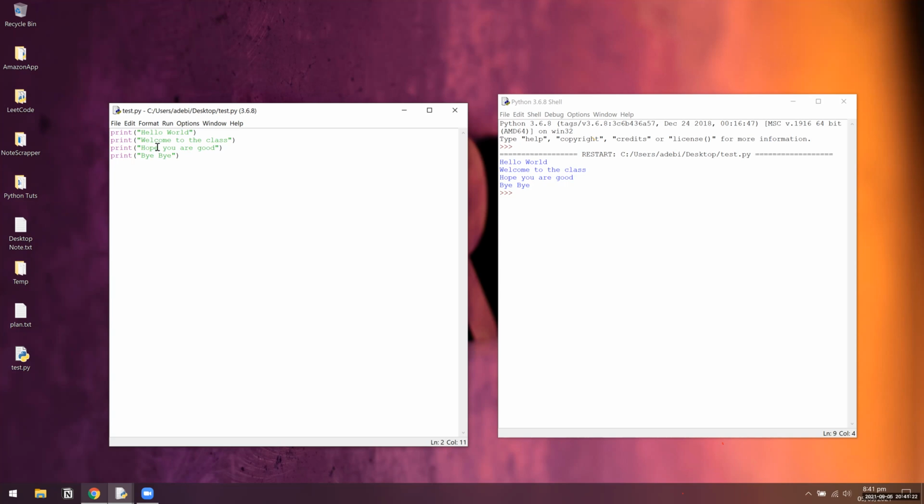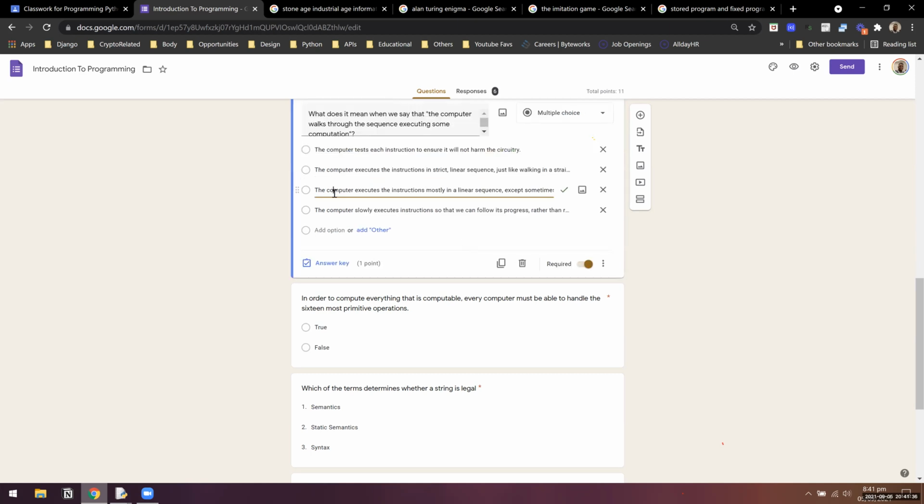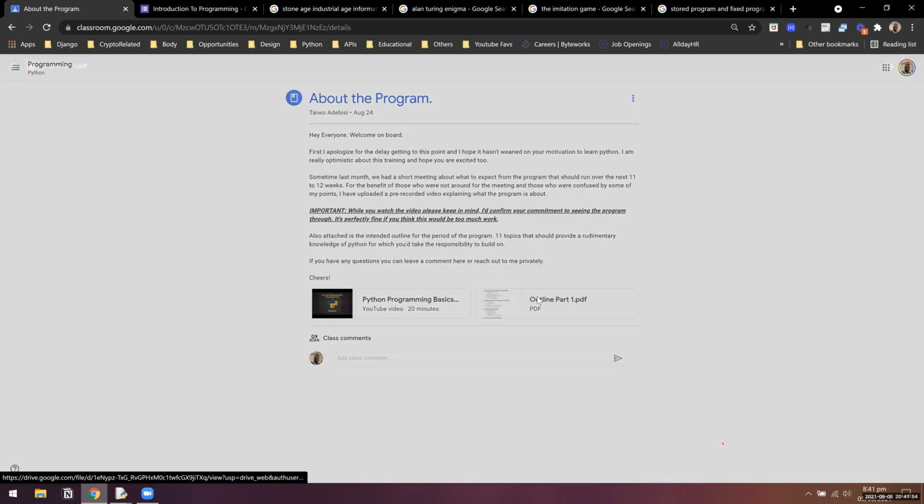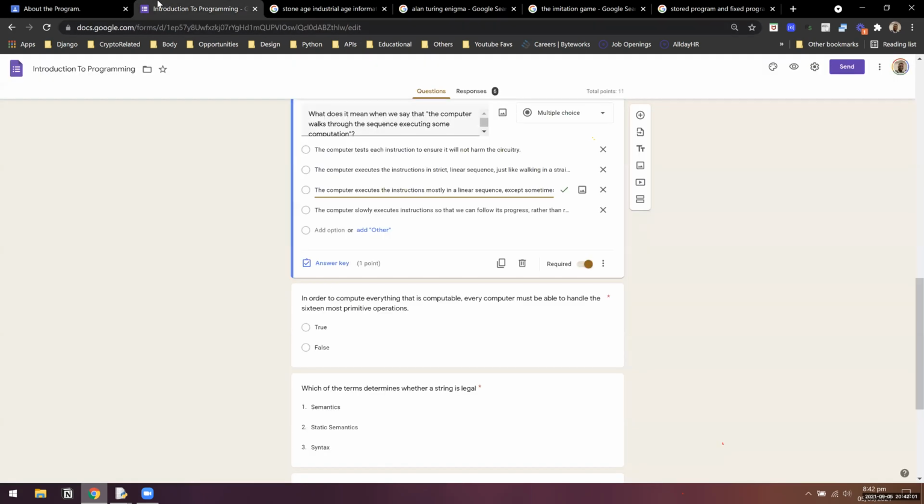Sometimes they can jump. I'm not teaching you programming now, so let's not go too deep into that. The answer there is that the computer executes the instructions in a linear sequence. A linear sequence just means one after the other, except sometimes it jumps to a different place. You will understand that when we talk about control flow, decision making and loops, which we have in our syllabus. For now, trust me that a computer executes its instructions one by one in a linear sequence, but sometimes it can jump from one line to another.